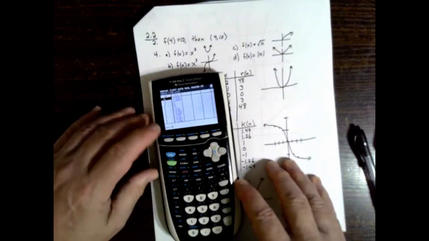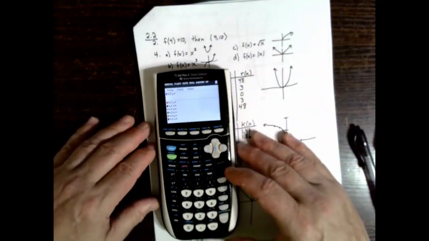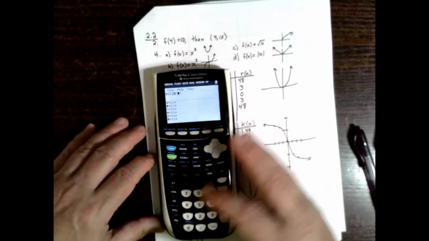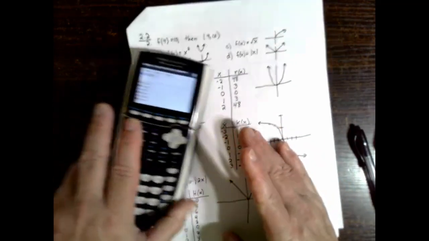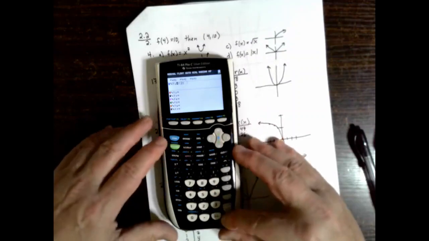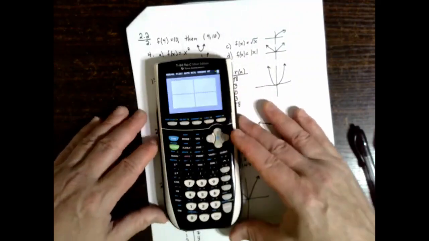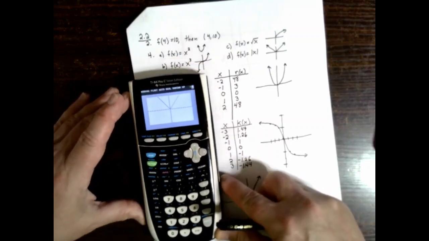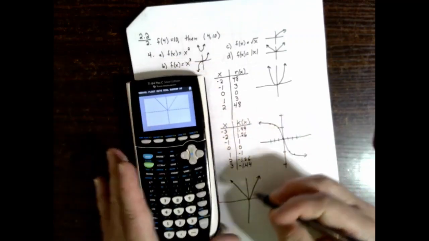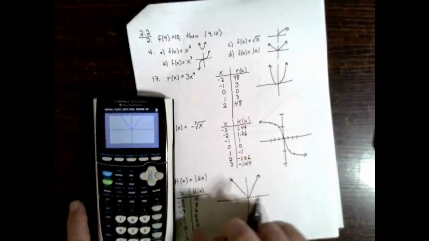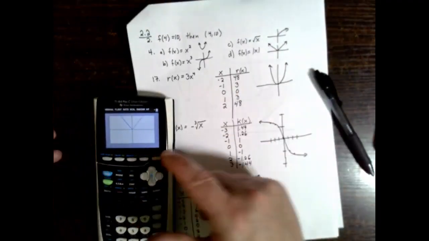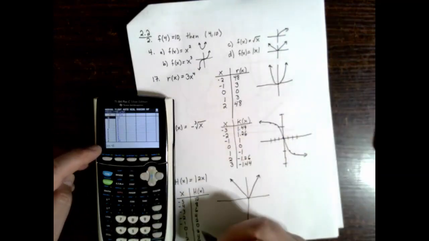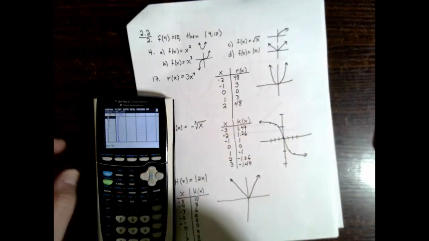Absolute value, you can do by hitting math, arrow to the right, 1. And that gives you absolute value. And we want absolute value of 2x. Okay, so absolute value of 2x looks like this. It's basically the same as absolute value of x, except it goes up twice as fast. Now how do I know what these points are? Second table. There you go. From minus 5 to positive 3, I wrote down all the numbers there.